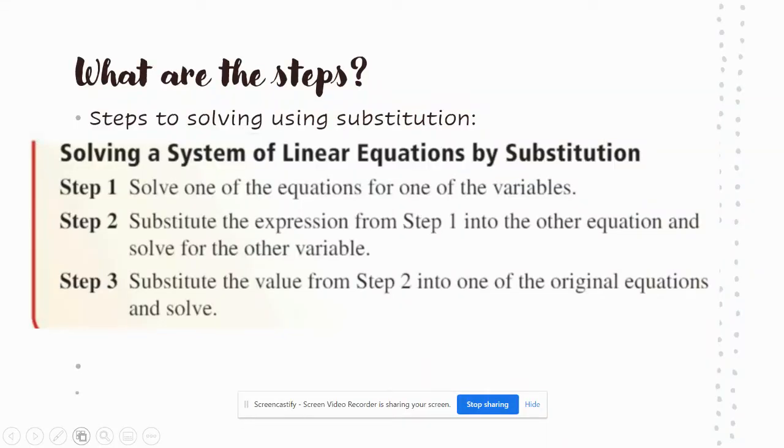So the steps to solving by substitution: we are going to solve one of the equations for either x or y. Take whatever equation we solved for the x or the y and plug that into the other equation. Once we find out what either x or y is, we take that answer and plug it back into one of either the original equations or the one that we solved for either x or y. Take a minute to pause and write down these steps.